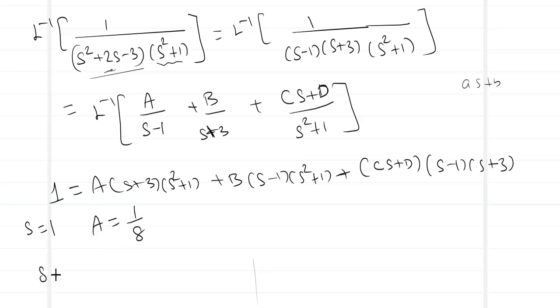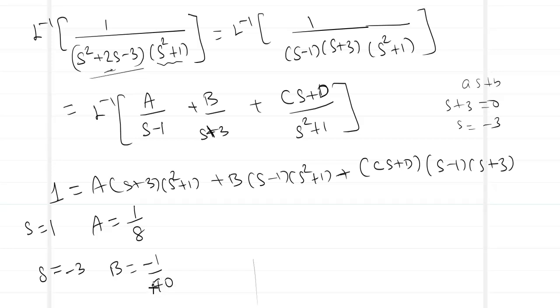When I substitute s equal to the second factor, what is the second factor? s plus 3 is 0, so s will be equal to minus 3. When I substitute s as minus 3, the s plus 3 terms will vanish, and only your b will be retained. Your b will be retained as minus 1 by 40.